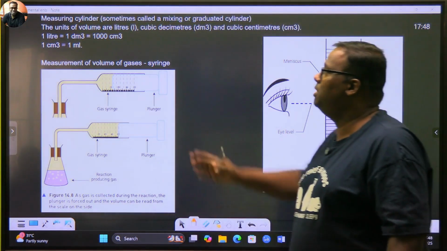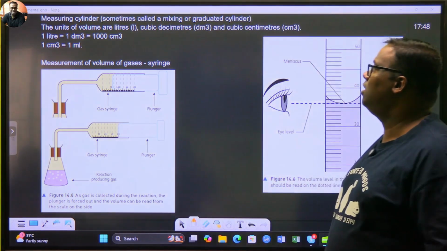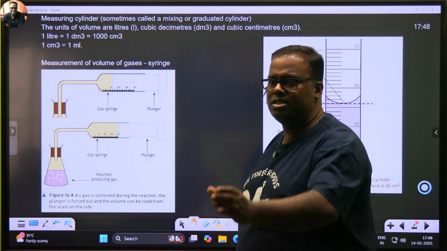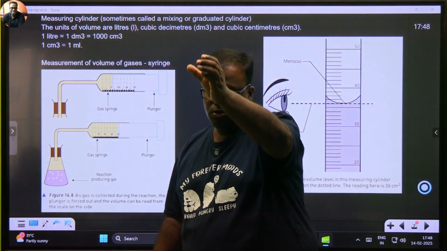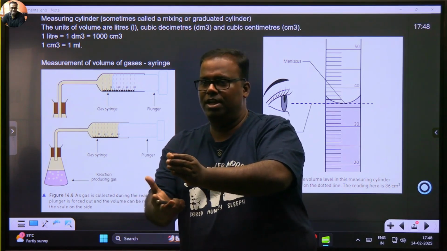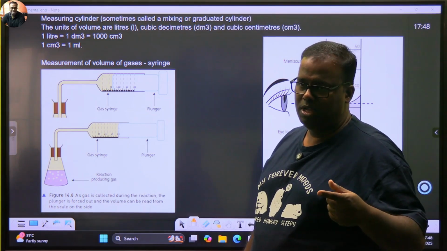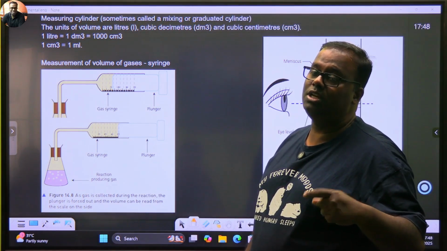The next type is a measuring cylinder. Measuring cylinders are also known as mixing or graduated cylinder. A measuring cylinder is a cylinder of uniform diameter with a flat base. So a measuring cylinder can measure in centimeter cube, and some measuring cylinders also measure in milliliters.